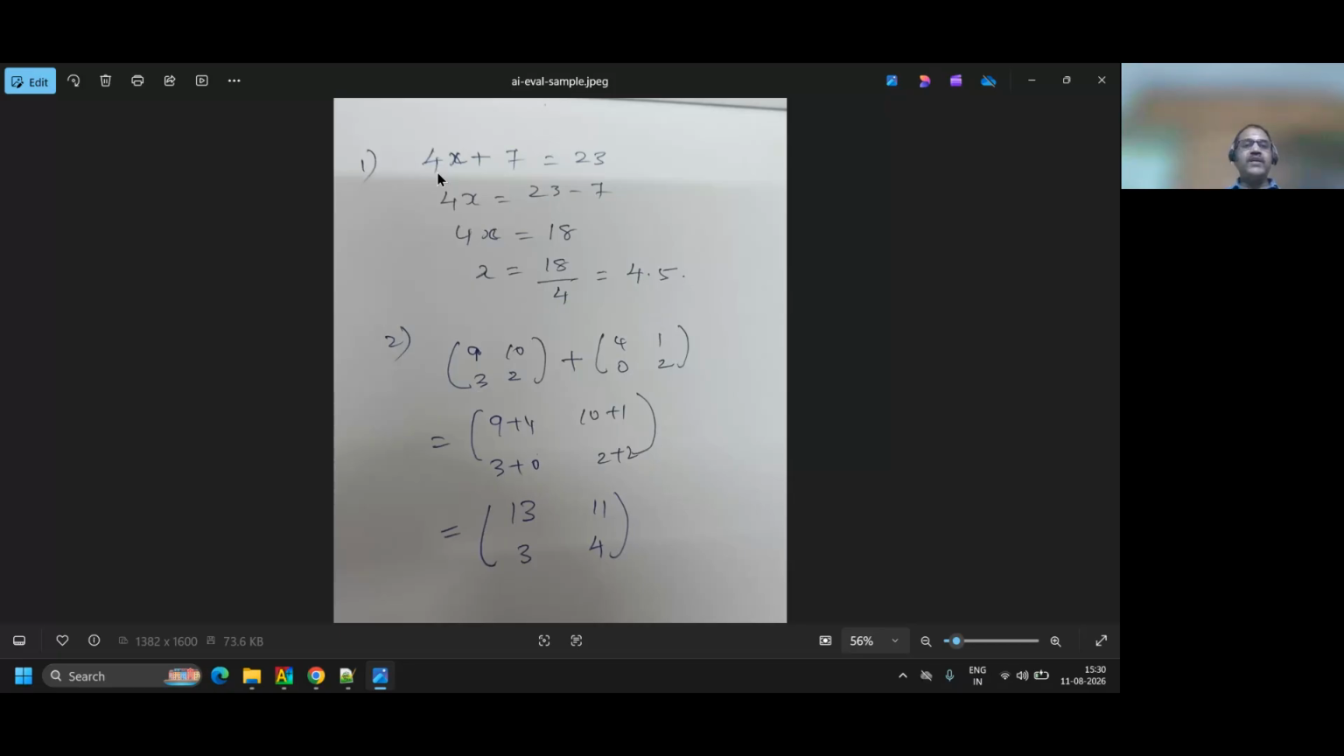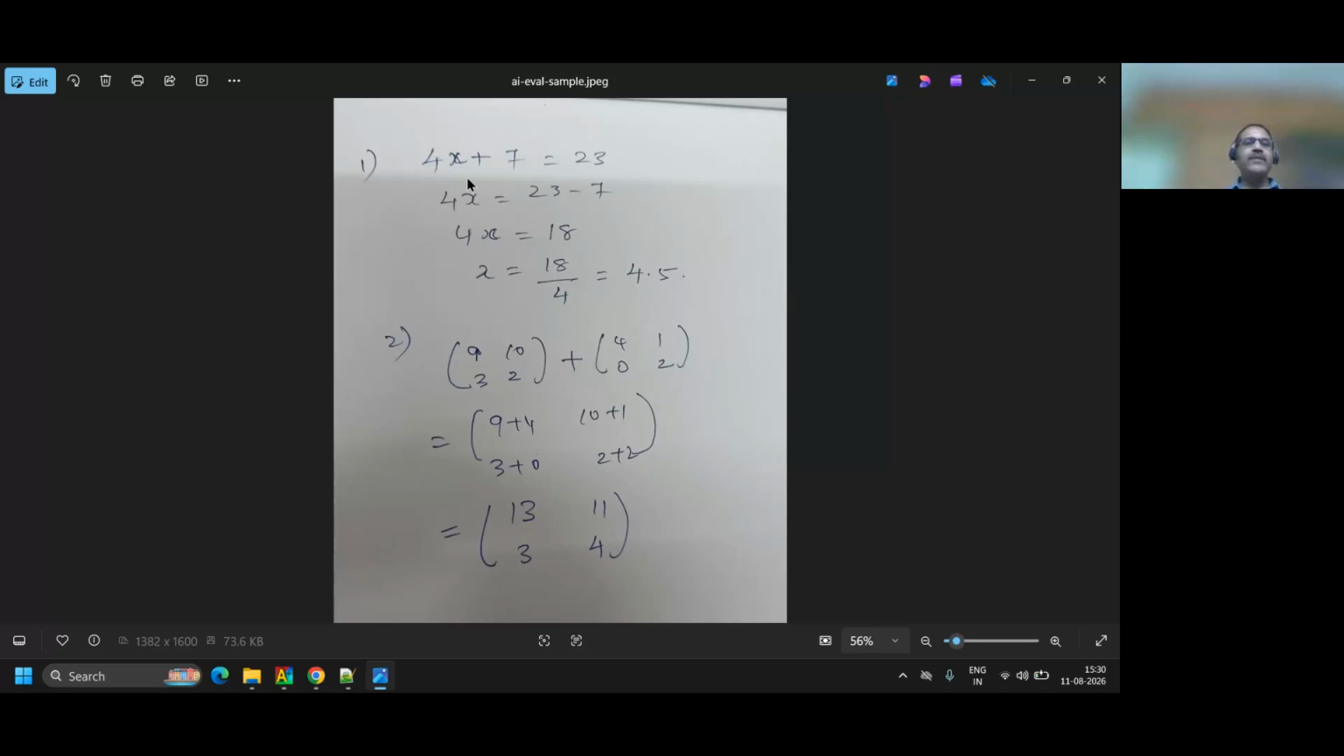The student has written the steps. 4x plus 7 is equal to 23. To solve, 4x is equal to 23 minus 7. Correct. 4x is equal to 18. He has written, so 23 minus 7 is 16, but he has written 18. x is equal to 18 by 4 is equal to 4.5. This is what a student has written.